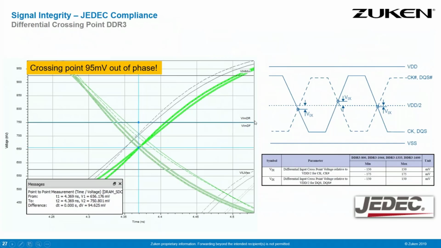If you have to do things like figuring out JEDEC compliance, how is the crossing point of a differential pair behaving? Because there is this rule that it has to be more or less in the middle, or there is a tolerance allowed of X or Y. You can use the simulator and its measurement capabilities to see whether this is complied with or violated. So here we have the crossing point to be 95 millivolt out of phase.